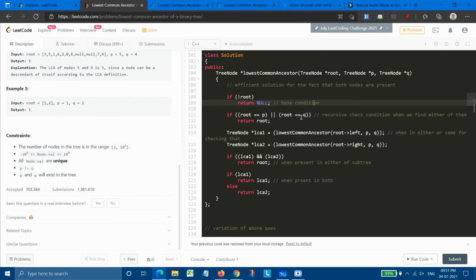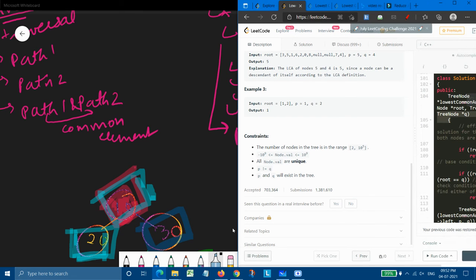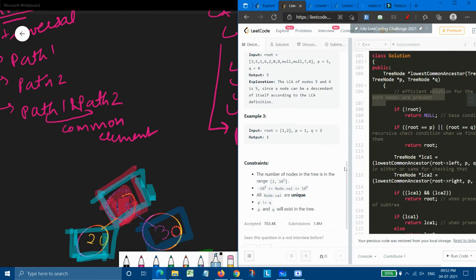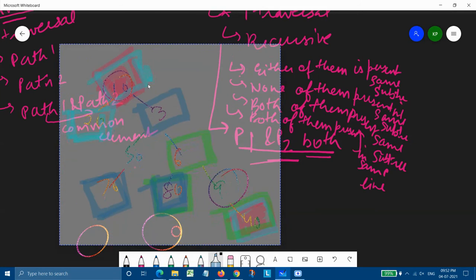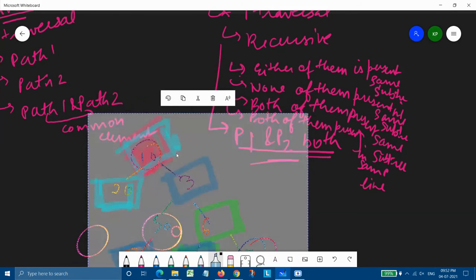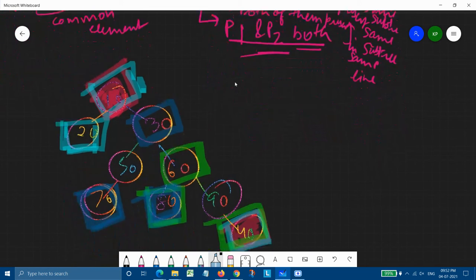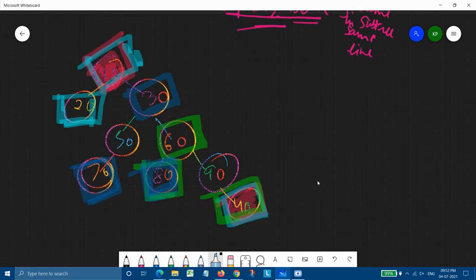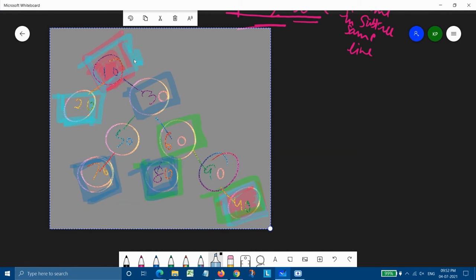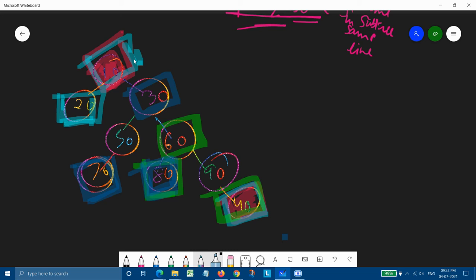On that condition, if the root is equal to either of the present nodes, then we will simply return the root. That is when our example was this one, means 10 and 40. In this case, when either of them was equal to n1 and n2, we will simply return root. That is here, 10 would be returned itself.